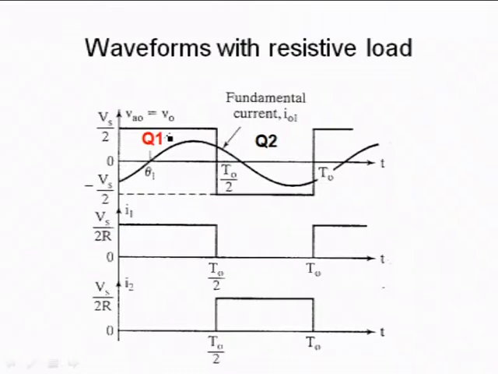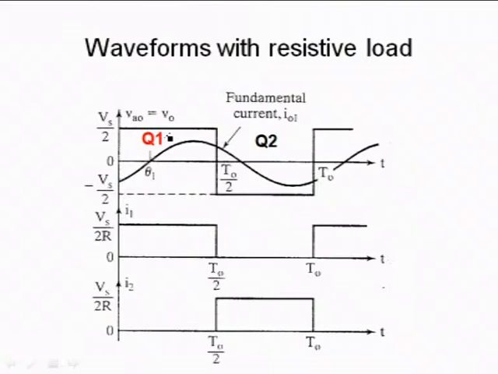When Q1 is on, Q2 must be off. When Q2 is on, Q1 must be off. So, this is the output waveform. It is alternating. This is how we are getting an alternating output voltage with a half bridge inverter.